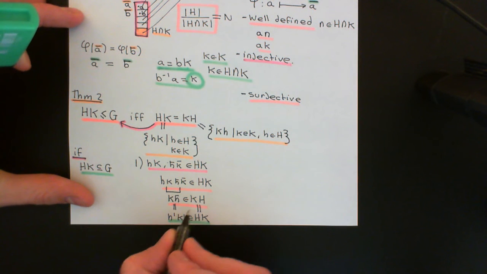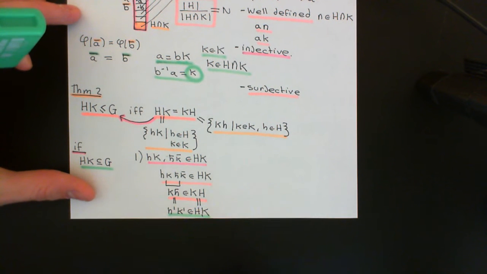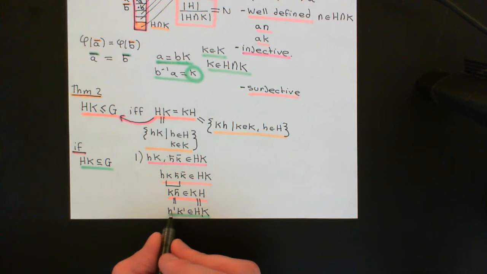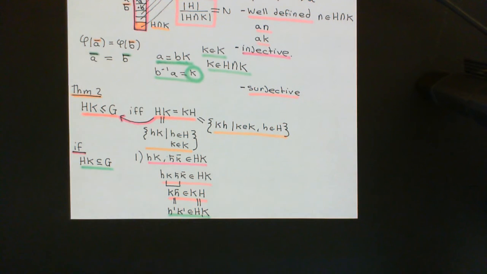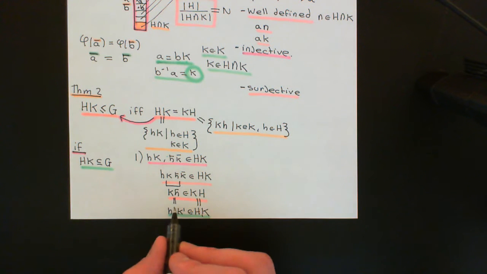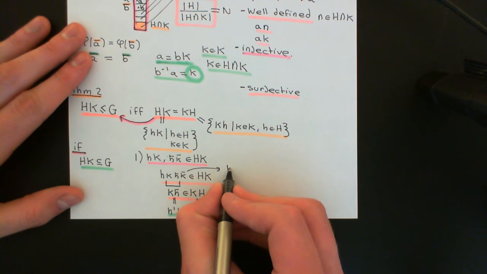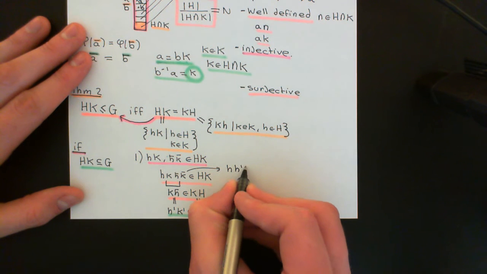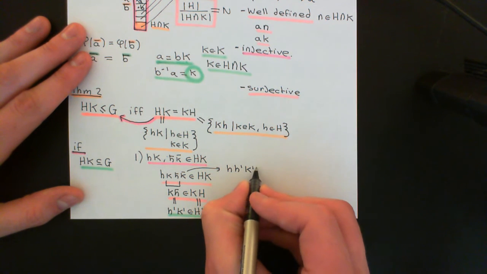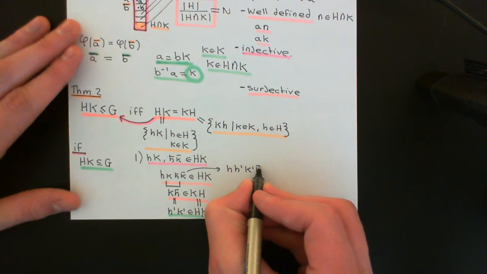So this element, if it's in there, there must be some corresponding element over here, and all the elements over here are of the form an element of capital H composed with an element of capital K. Of course now it's obvious what to do. Just substitute that in here and we'll get that this is h composed with h prime, composed with little k prime, composed with little k bar.